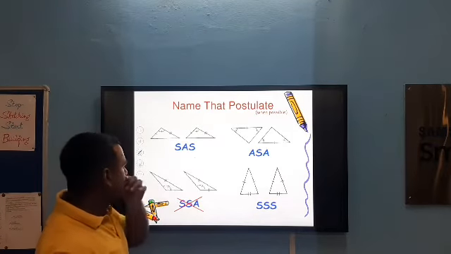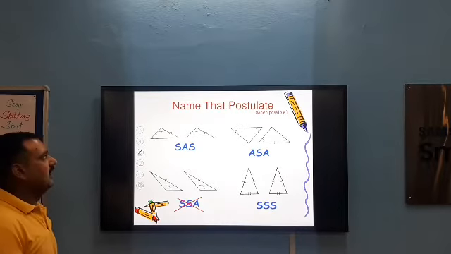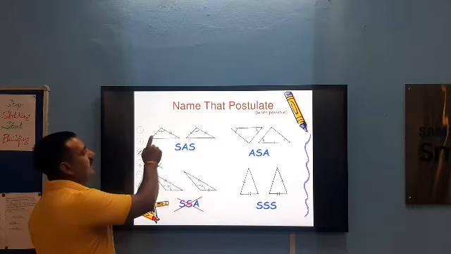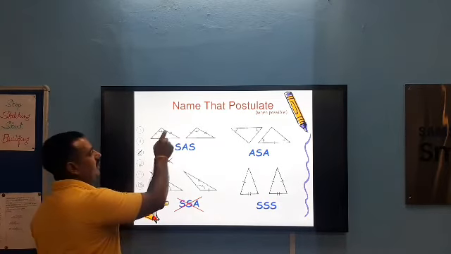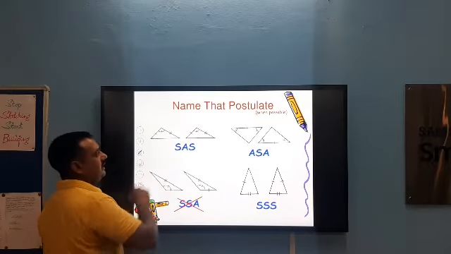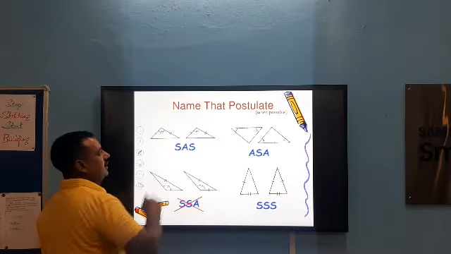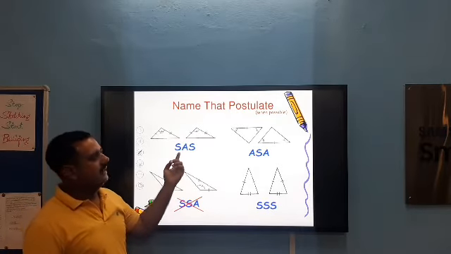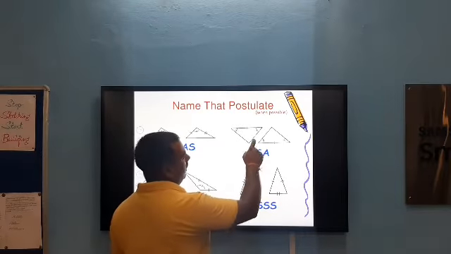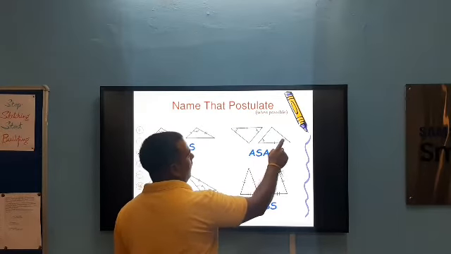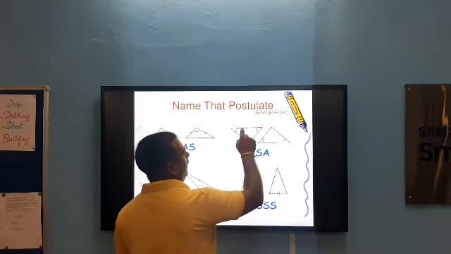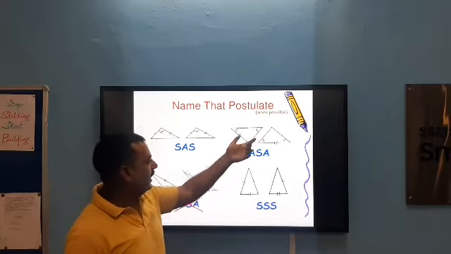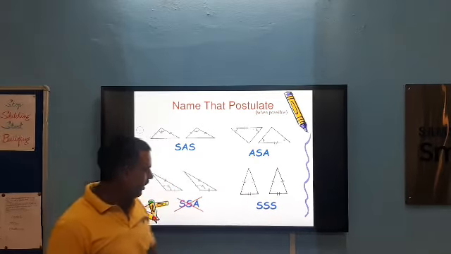Now, let us find some examples and name the postulate. In these two triangles, as symbolically represented, this side is equal to this side, the other side is equal, and one angle is equal. Two sides are equal and the included angle is equal, so the criteria is known as SAS, side, angle, side. Here in these two diagrams, two angles are equal and one side is equal, the included side is equal. So the criteria is angle, side, angle.